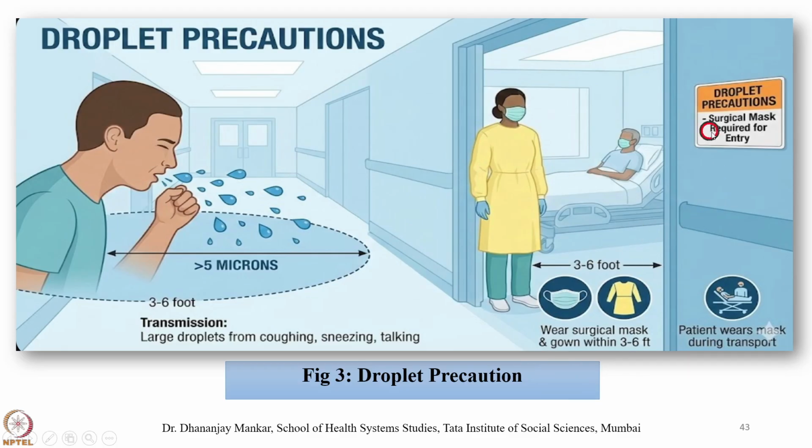A sign that droplet precautions, surgical mask required for entry, needs to be displayed in the healthcare setting. It is very important that while transporting the patient, for a purpose which is essentially required, the patient wears a mask during transport. Droplet precaution instructions can be displayed, and training should emphasize whether staff are following it properly or not. Healthcare workers need to be developed with a quality culture on understanding the issues with respect to droplet precautions, which can many times reduce the infections being transmitted.